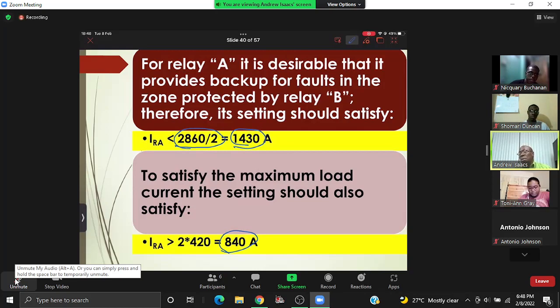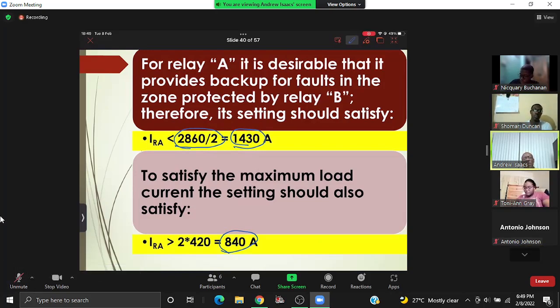All right, now here's where the conundrum comes. Here's the conundrum. What are the available settings we have for the relay? From what to what? In percentages. What's the range? 50 to 200%. And what is the turns ratio of the CT at A? 400 to 500. Okay.